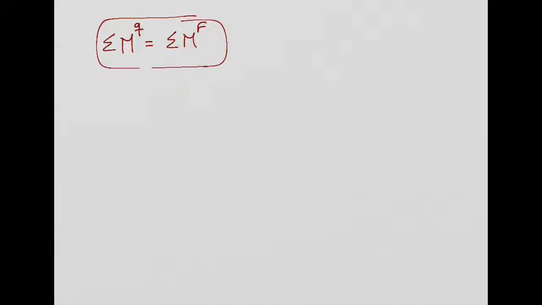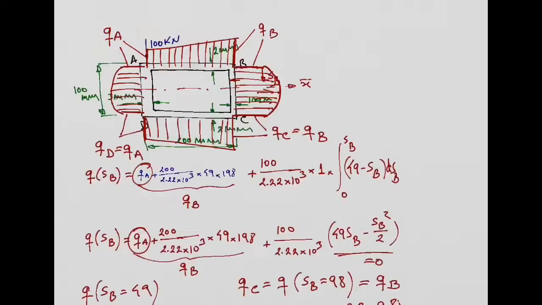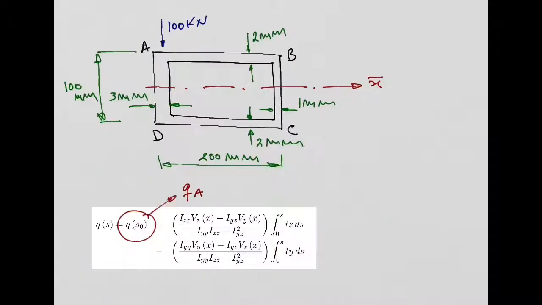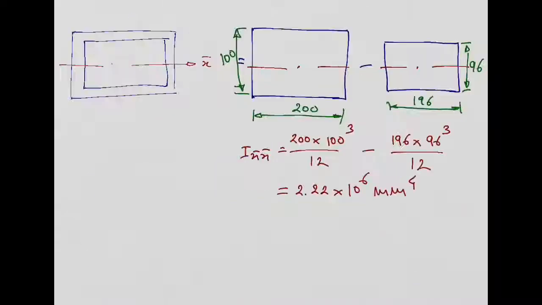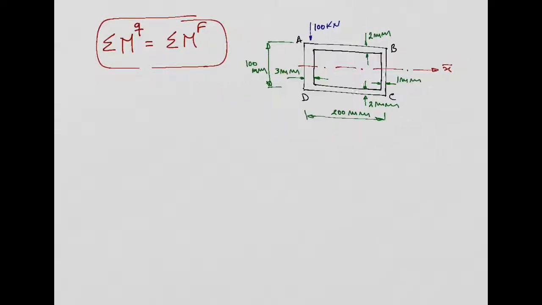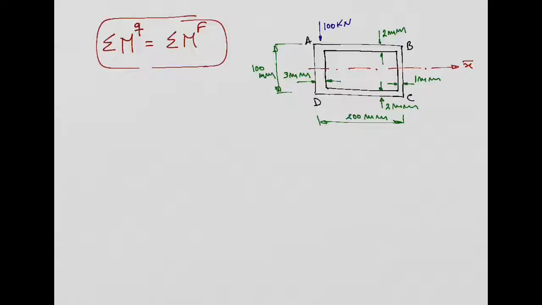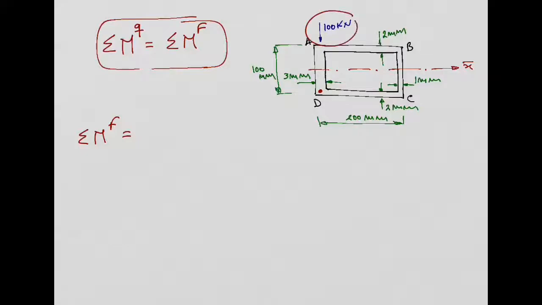So we have to calculate the moments produced by the shear flows about, let's say, point D, for example. And that needs to be equal to the moments produced by the external shear force at the same point. In order to do that, we need to copy our initial figure. I'm going to choose this point D and calculate the moments about it, produced first by the external force. How much is the moment produced by this external force here, 100 kilonewtons? 0. That force is passing through point D, right? So this is going to be equal to 0.